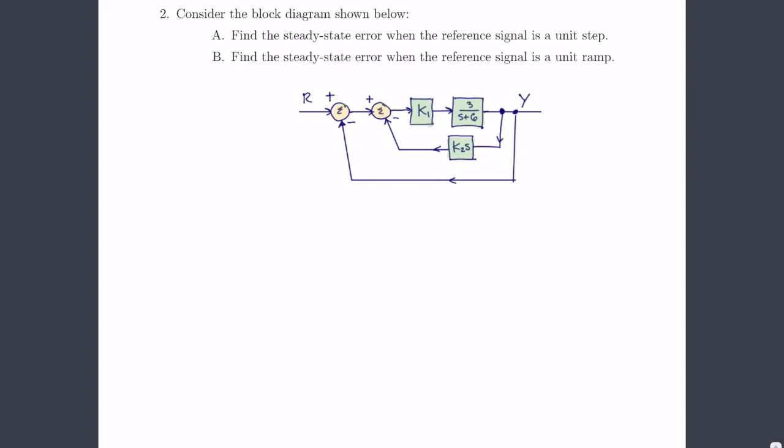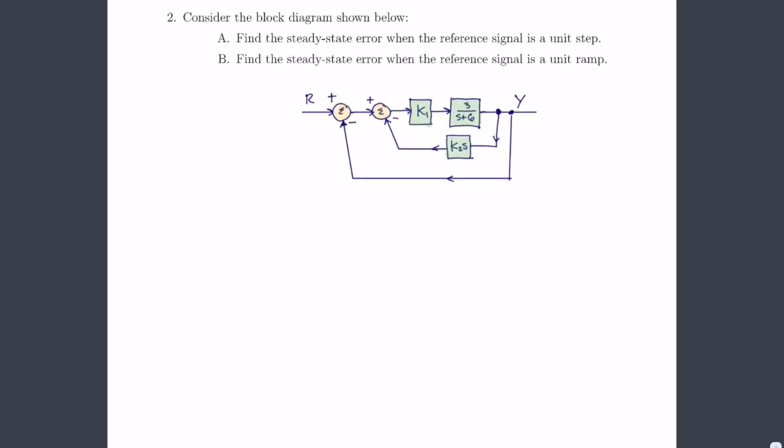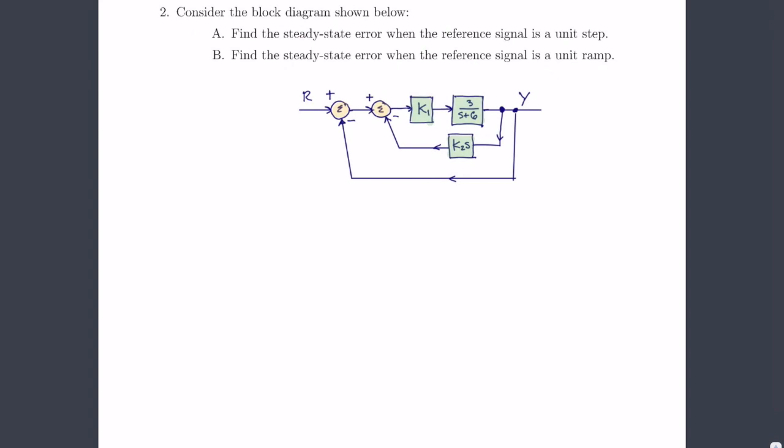Okay, this is the video for the review session, review problems for exam number 2, problem number 2. So we look at this and we're looking for steady state error in this problem, steady state error for a unit step and steady state error for a unit ramp.